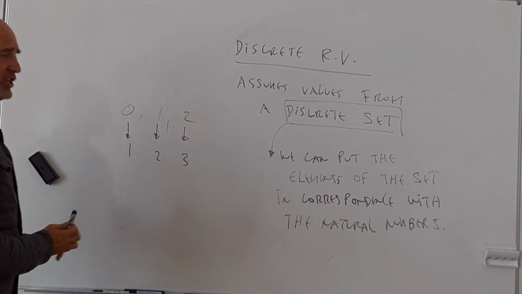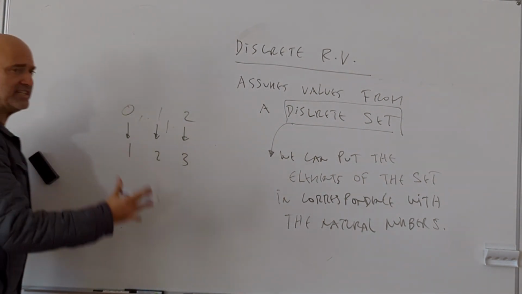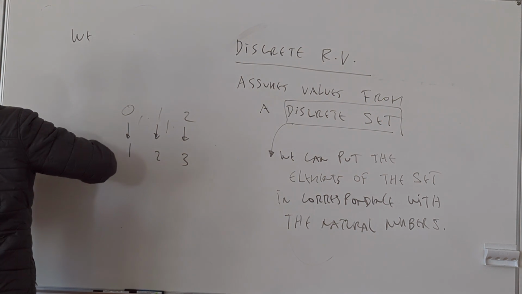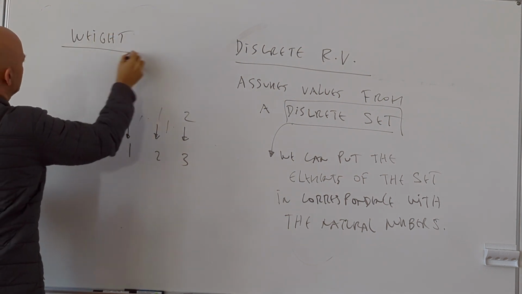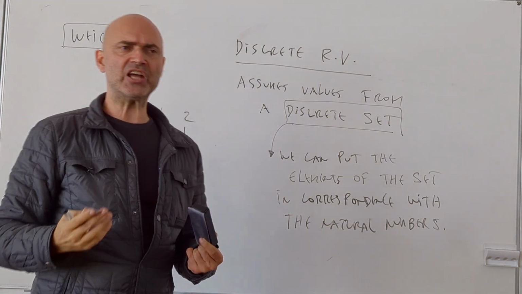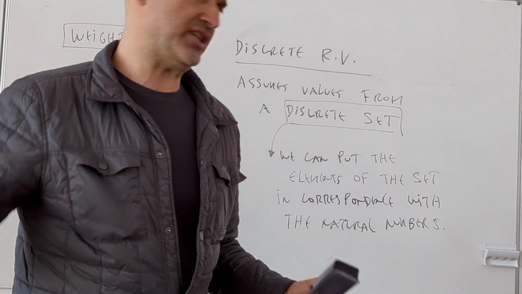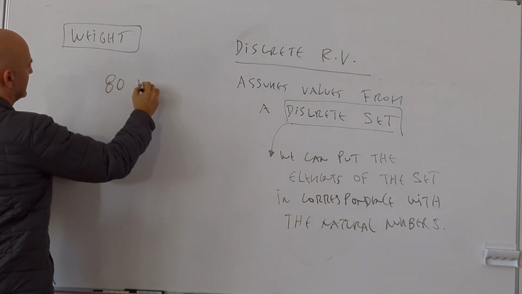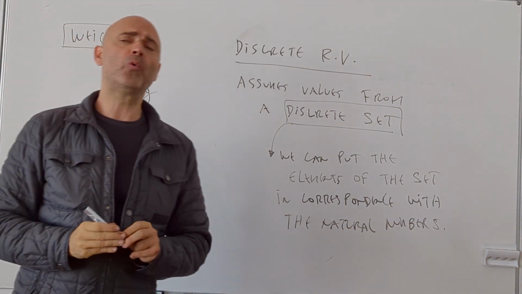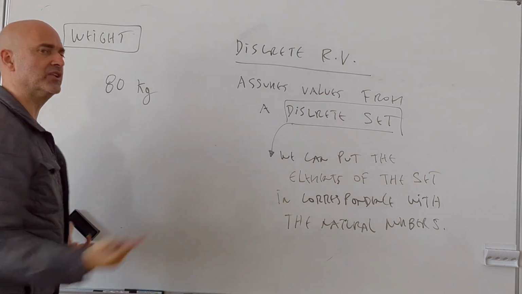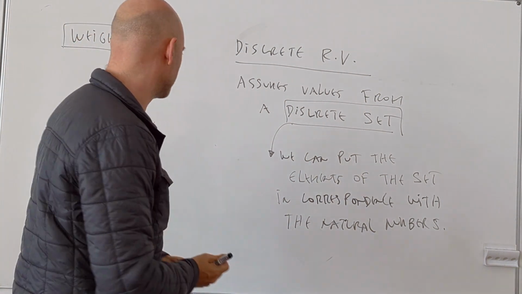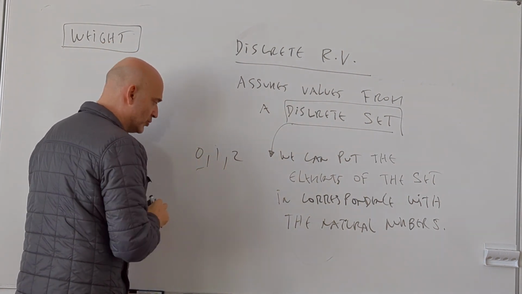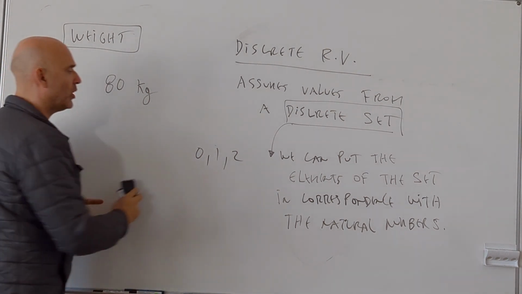But for example, if I put here the variable weight. I can measure the weight of any student here. Let's suppose I get 80 kilograms. Now, what is the next value? You can respond what is the next value. Here, after 0, we have 1. After 1, we have 2. But here, we cannot say what is the next value.